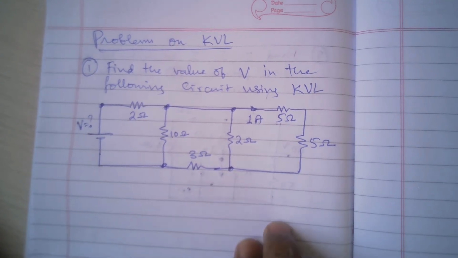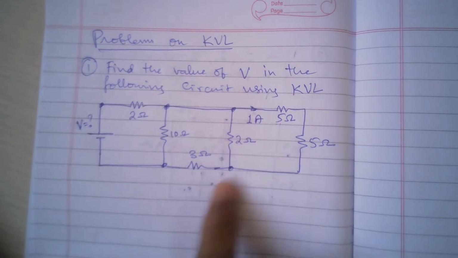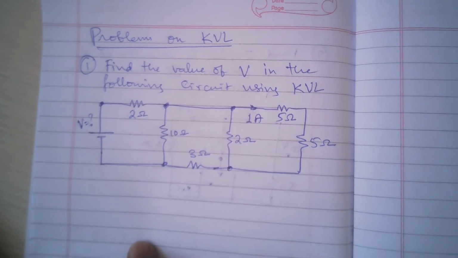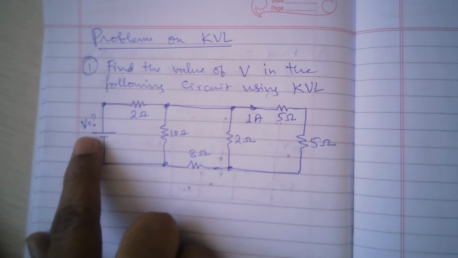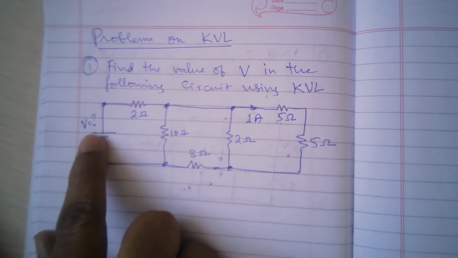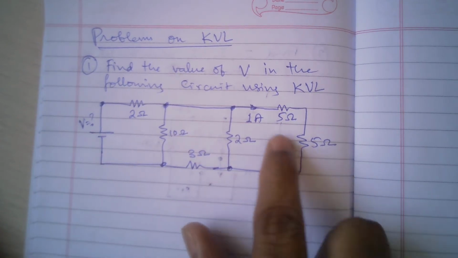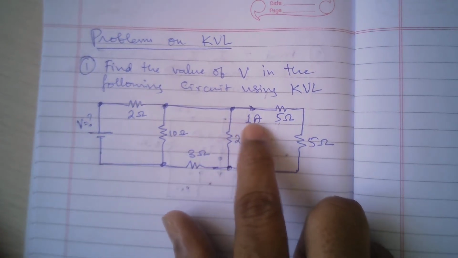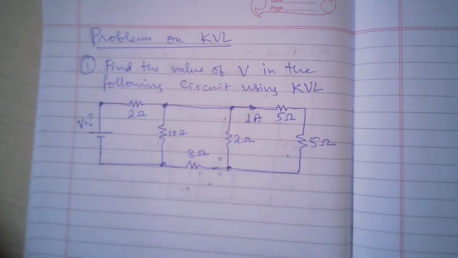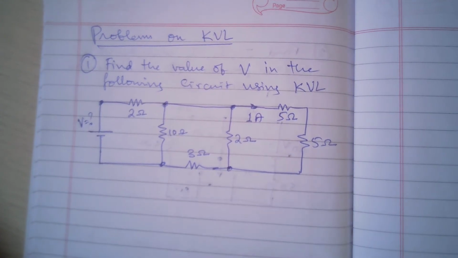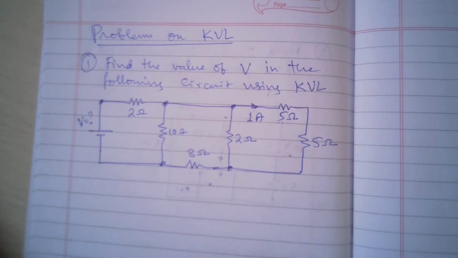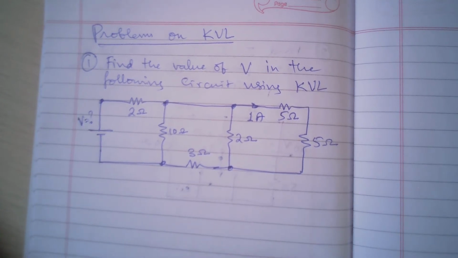Some of the problems. The question you are seeing on the screen: find the value of V in the following circuit using KVL. So the voltage source V, how much is it? That is the question. The information given is the circuit diagram with some resistors, and the current is 1 ampere flowing in this branch. So this is an application of KVL. How can you apply KVL to find the value?